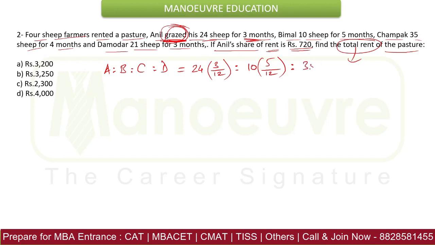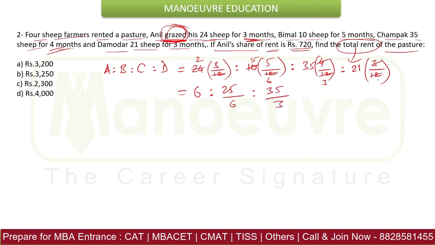Champak 35 sheep, for 4 months, so 4/12, and Damodar 21 sheep is grazed for 3 months. Okay, so this will be the respective ratio. Now let's simplify it. 12 ones and 12 twos, this will be 6 and 2, that will be 24 by 6, 25 by 6, 35 by 3, and 21 by 4.